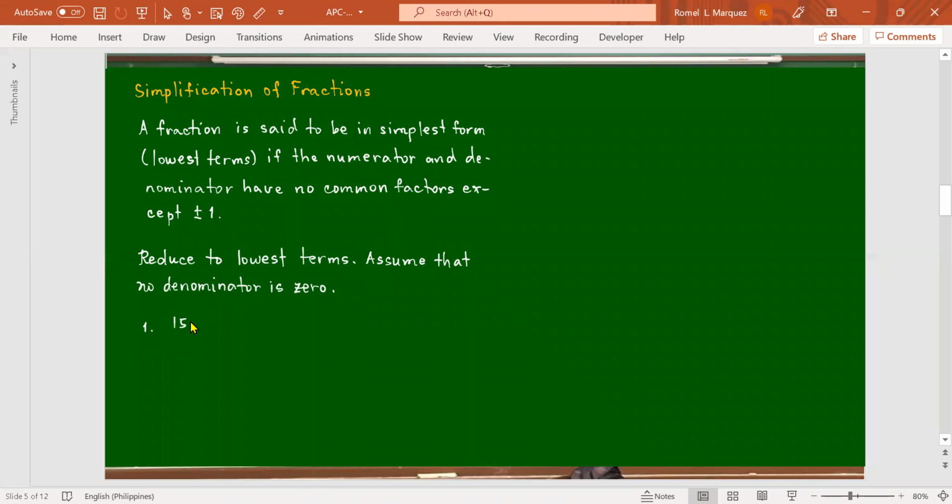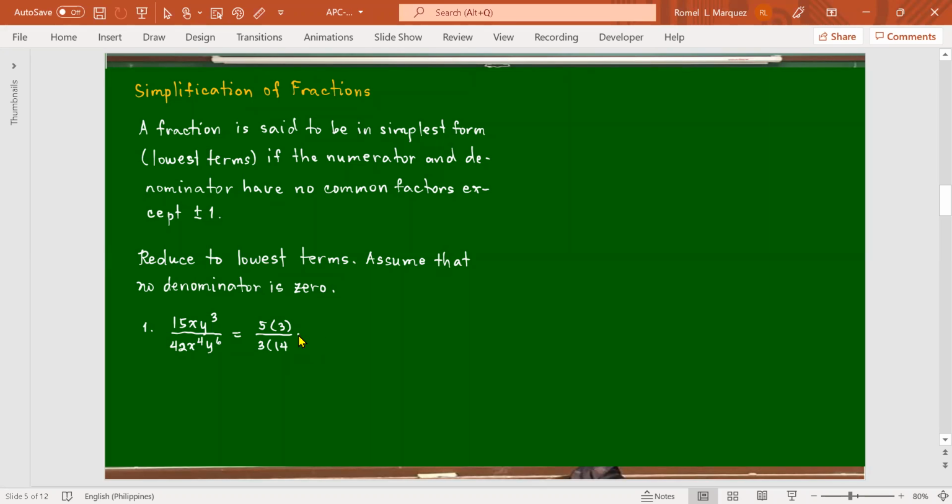If I have 15xy cubed all over 42x to the 4th y to the 6. To simplify this, we have to cancel common factors. Between 15 and 42, is there any common? 15 is factorable into 5 and 3. What about the constant in the denominator? 42 is 3 times 14. Does everybody agree with that, guys?